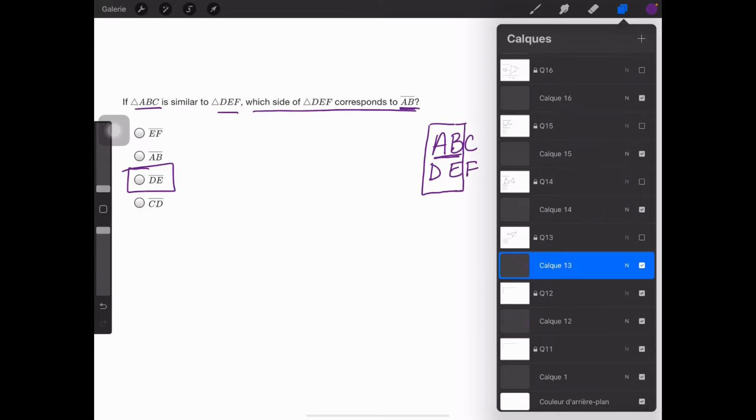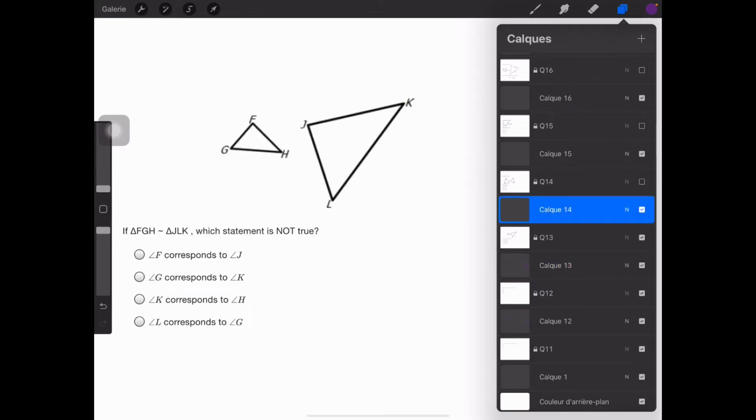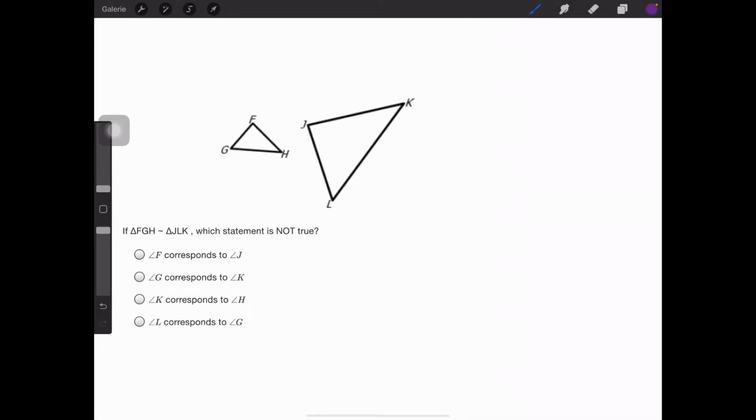Let's check out our next one. All right, so FGH is similar to, we have that character there, which again means is similar to, JLK. So again, I'm going to write these out really fast for myself. FGH and JLK. Which statement is not true? So we can narrow this down. We're going to cross out the ones that are true to figure out which one is not.